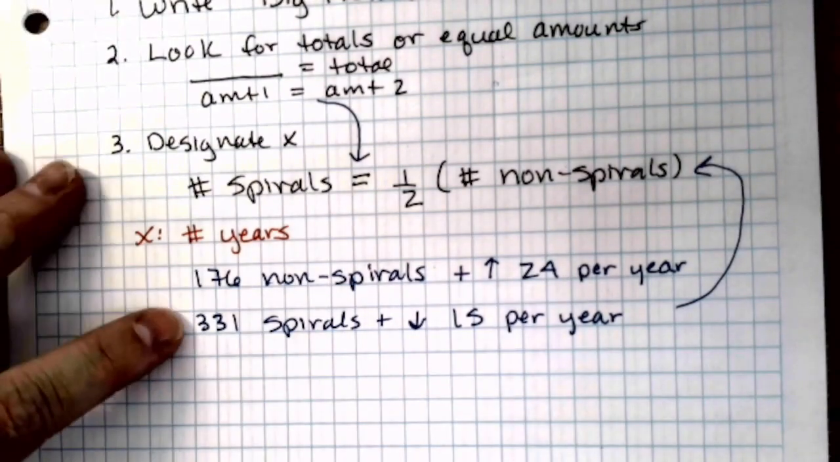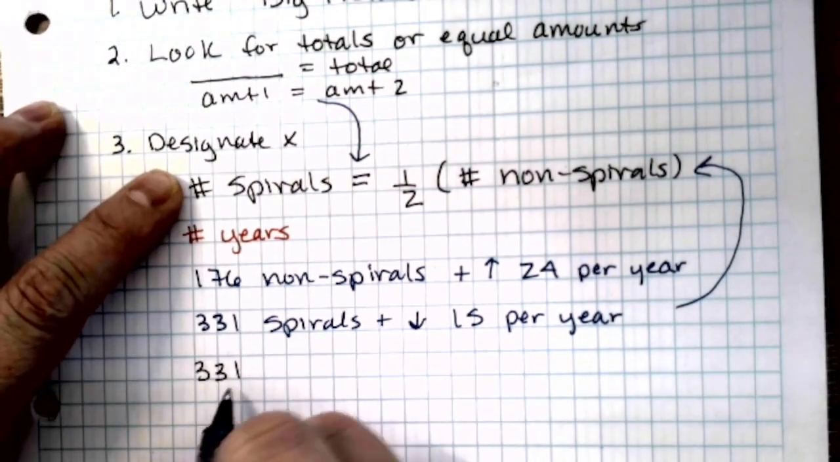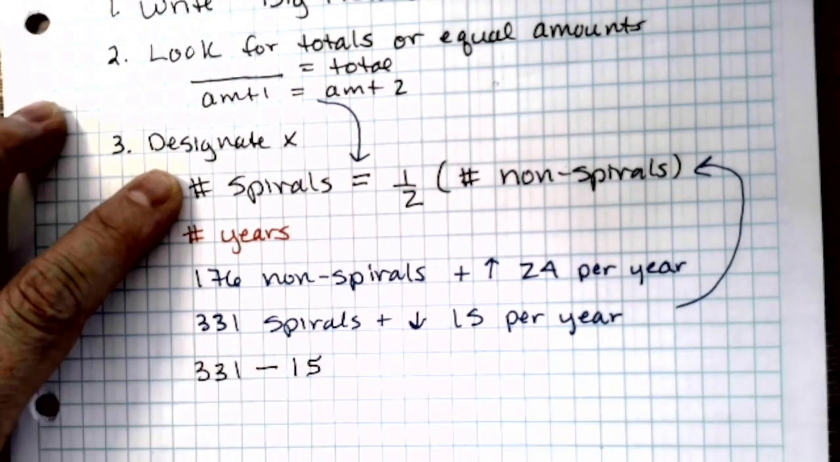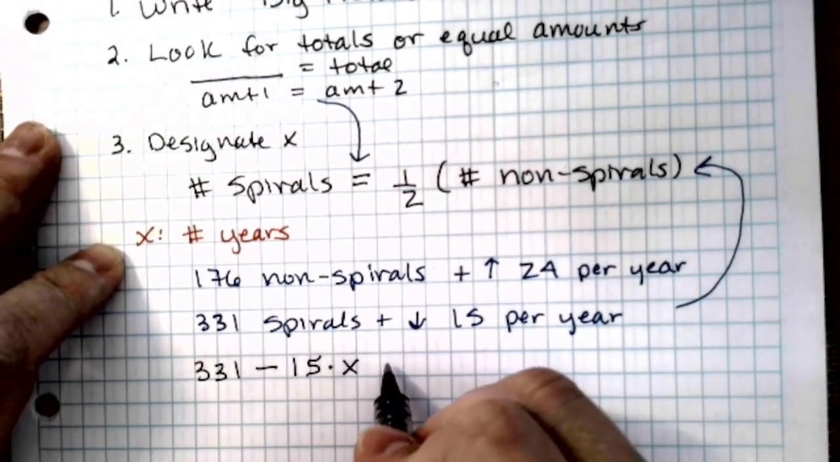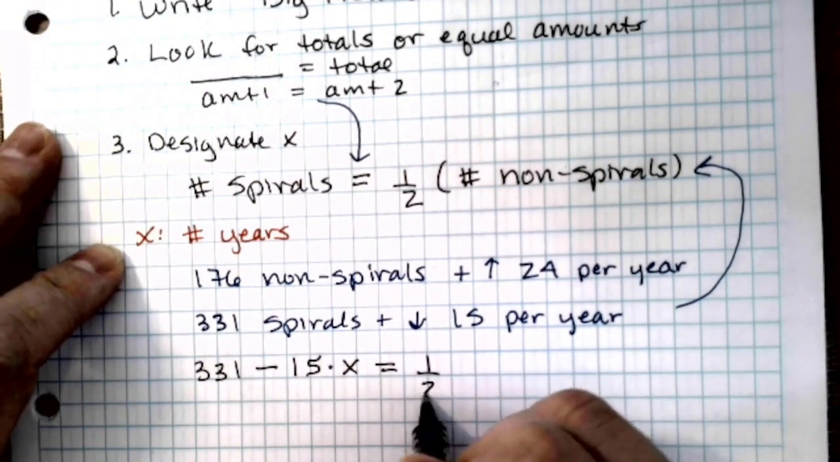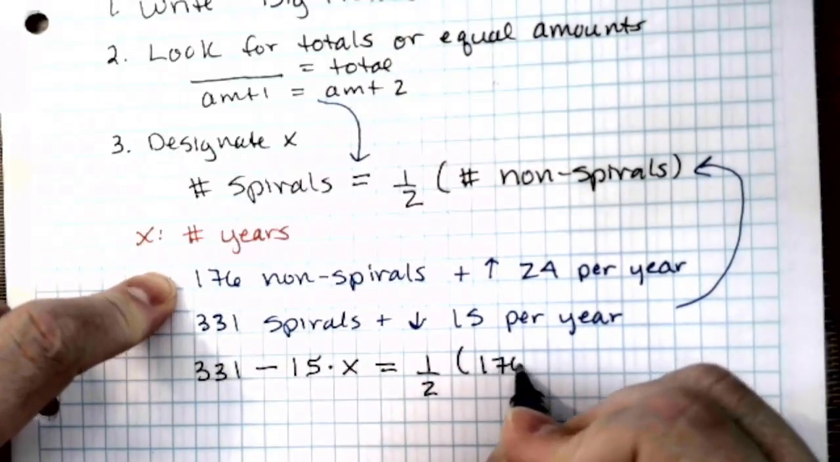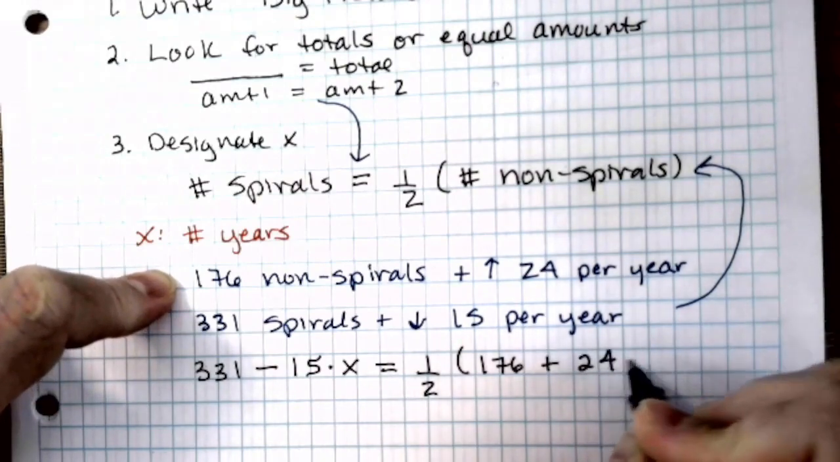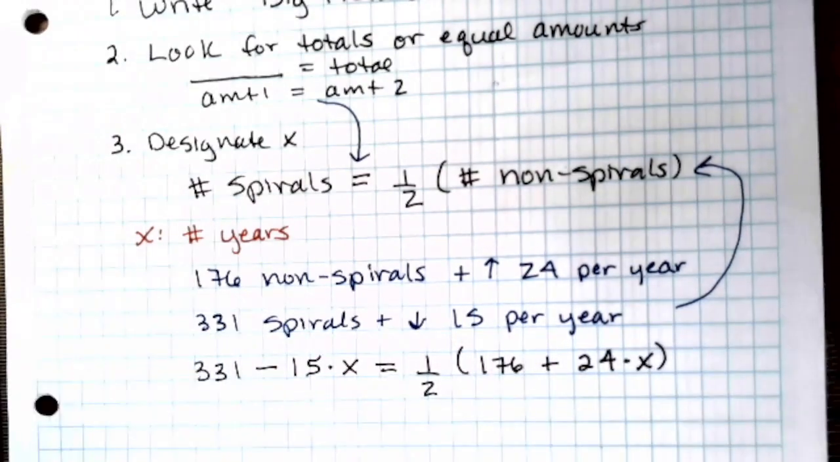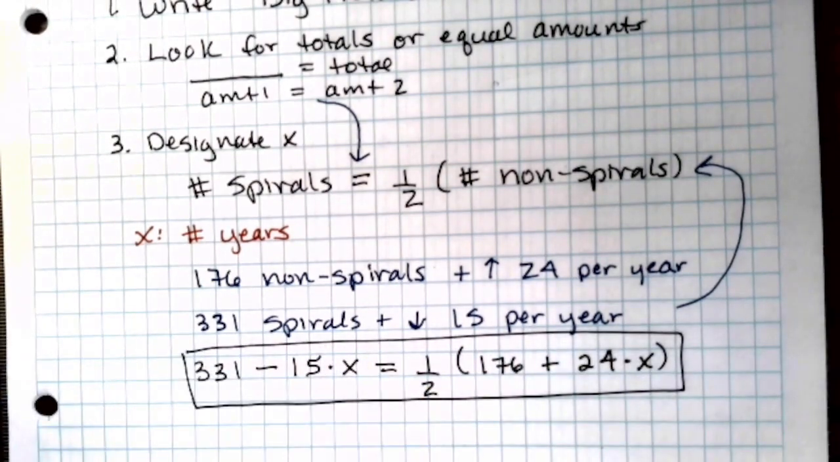Okay, so let's put those into our big picture equation. So starting with the spirals, we have 331 spirals minus 15 per year, so times x number of years. We want to know, when is that equal to 1/2 of the non-spirals? They start at 176, but they are increasing, so plus 24 times each year. That is your equation. Put a box around it.